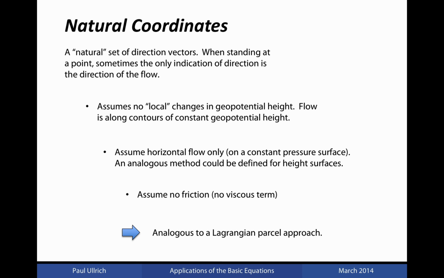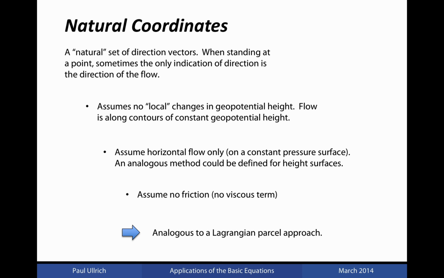So this gives us a lot of freedom in how we actually choose our coordinates, and in particular we can choose coordinates that change, that is, we can choose these basis vectors that change depending on where you are in the flow. And more importantly, we can actually choose basis vectors that change in accordance with the behavior of the local fluid flow. This is going to be key in our definition of these natural coordinate vectors. Okay, so natural coordinates, our starting point is we're going to assume no local changes in geopotential height, so we're only considering kinematics.